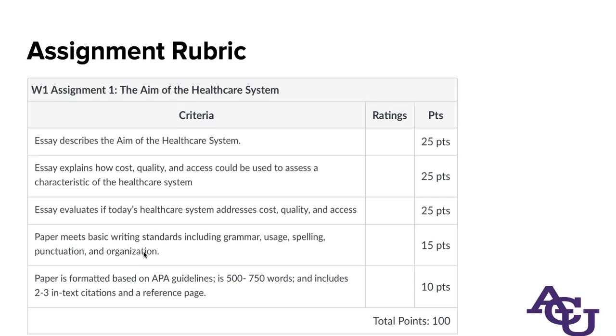All right. And it's always a good idea to take a look at the rubric, and we see that this reiterates the things seen in the instructions. It's saying, you should be doing these things, and gives us a disposition of the points. So we can see that 3/4 of the points are associated with, have you met these content requirements? To describe the aim of the healthcare system, explains how to assess different characteristics of it, and evaluate whether it correctly addresses cost, quality, and access.